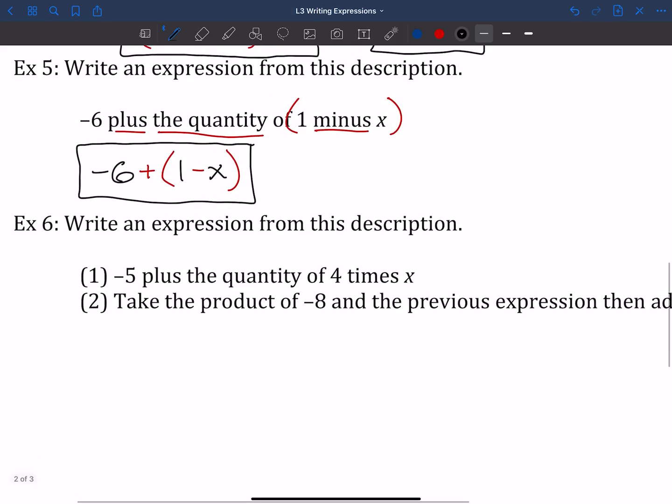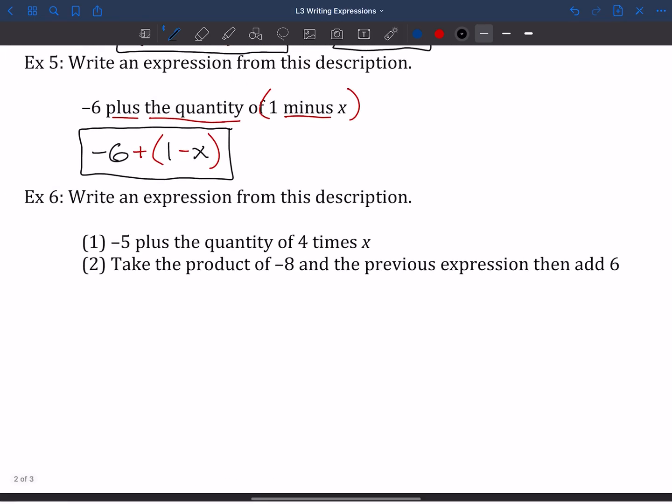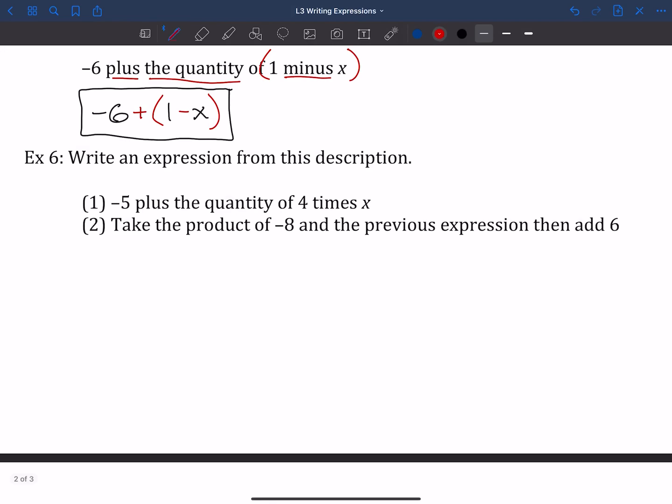Sometimes we might have problems that have multiple steps like this one. But again, we're going to look for keywords and give you a hint on how to handle these ones. So there are 2 steps. We're going to take it one step at a time. So step 1, -5 plus the quantity of 4 times x. All right, so let's just worry about that first.